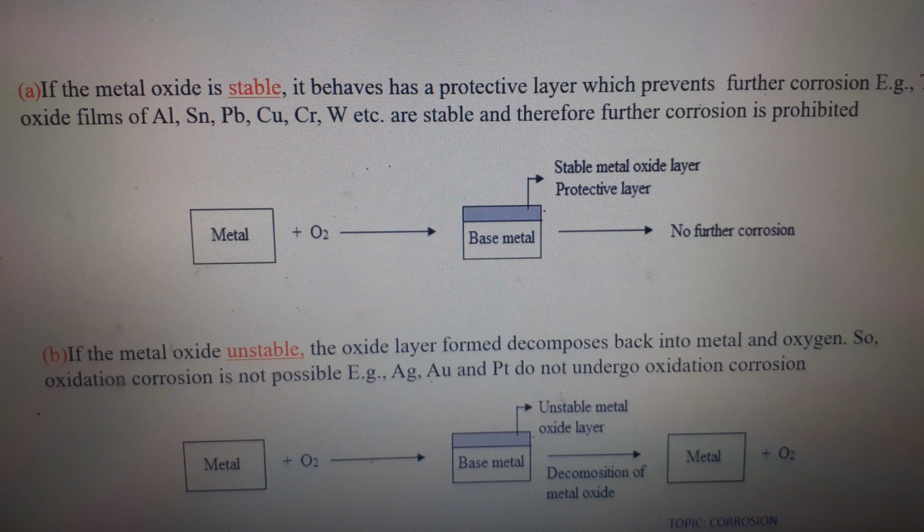Now there is one question always asked in the examination: give the reason why gold and platinum don't corrode. So while writing, mention that it's a noble metal, and that although the oxidation reaction takes place and a metal oxide layer forms during the attack of oxygen on gold, silver and platinum, the metal oxide layer is highly unstable, so it easily decomposes to metal and oxygen. This process is very fast, and that is the reason why platinum and gold don't corrode, right? So this one is stable, this is unstable.